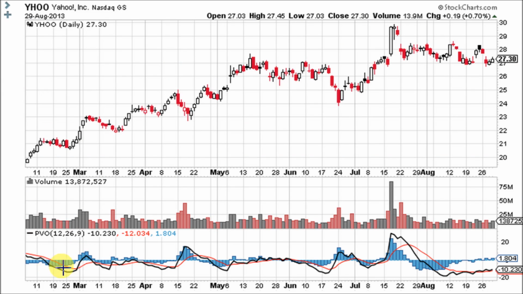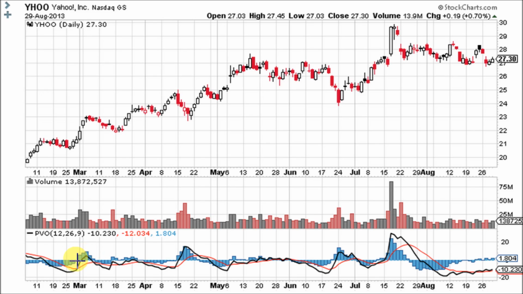So it has a blue histogram. It has the PVO here, which is the 12 and 26 moving averages, and the 9-period signal line here in red. And it's positive when the PVO crosses up through the signal line. That makes the histogram cross up through 0 and become positive.